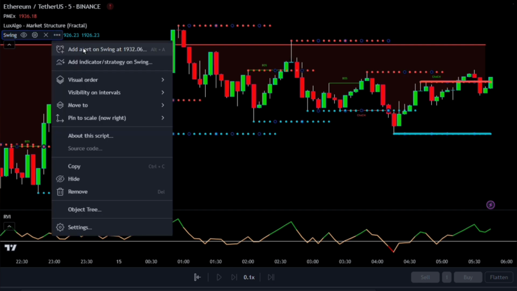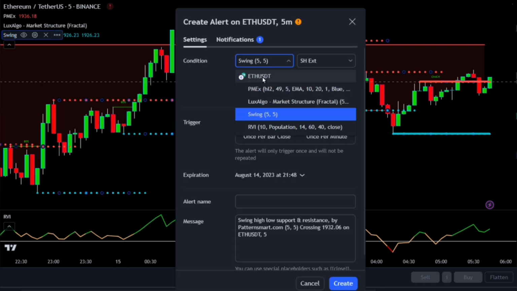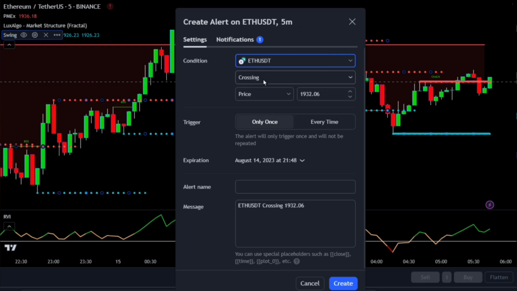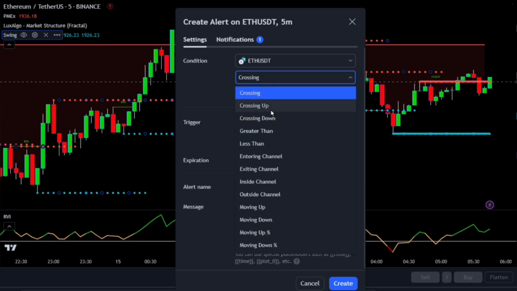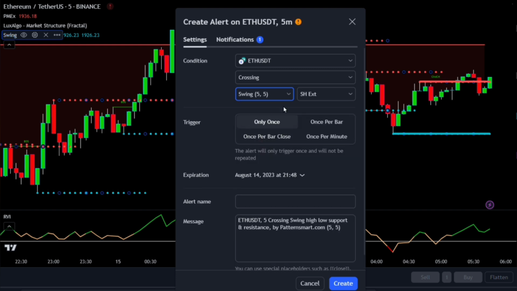Once you've added it, set up your alert. In the conditions section, choose the asset you want to trade. Then, for the second option, select crossing up if you want to go long or crossing down if you want to go short. The third option is for choosing the swing indicator. The SHX represents bullish signals, and the SLX represents bearish signals. After setting up these conditions, you can choose how you want the signals to be triggered. Finally, click the Create button to confirm the alert.